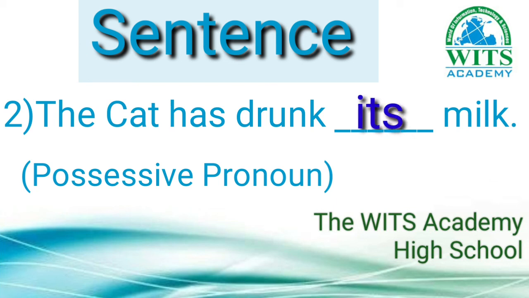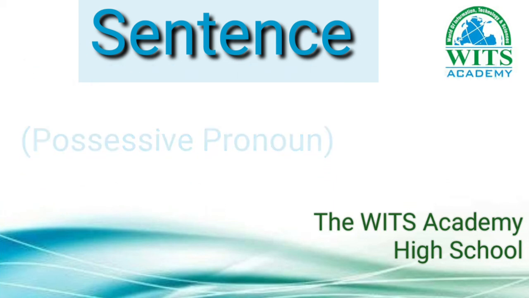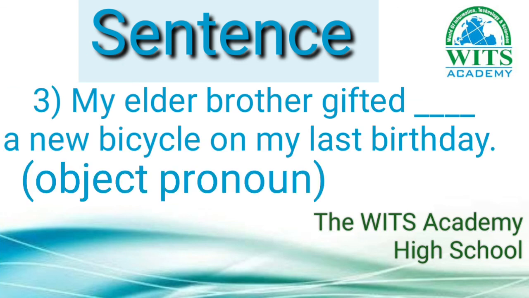Okay, students? The next sentence is: my elder brother gifted dash a new bicycle on my last birthday. And your option is object pronoun. It means you will have to put an object pronoun in this blank. Now which object pronoun will be placed here? Look at the subject. The subject is my elder brother. Whose elder brother is there? My. So the objective pronoun of my, you can say I, the objective pronoun will be me.